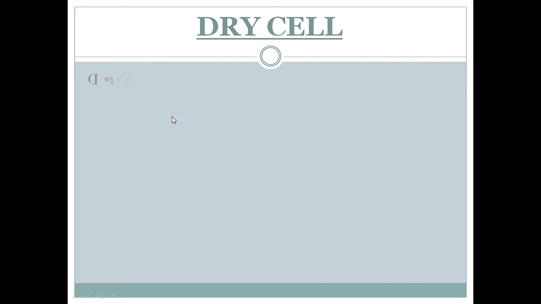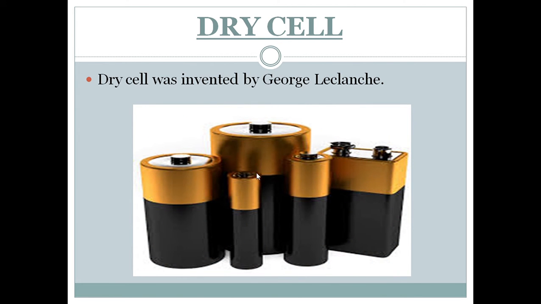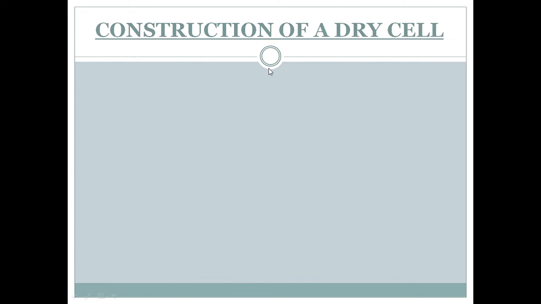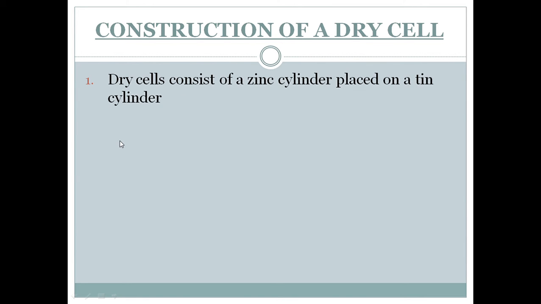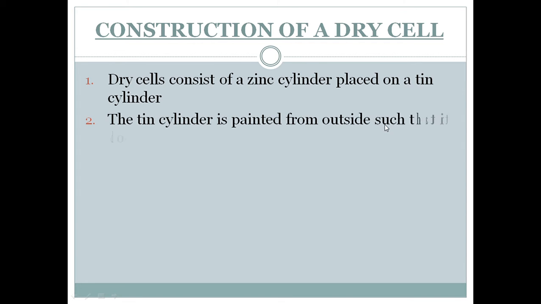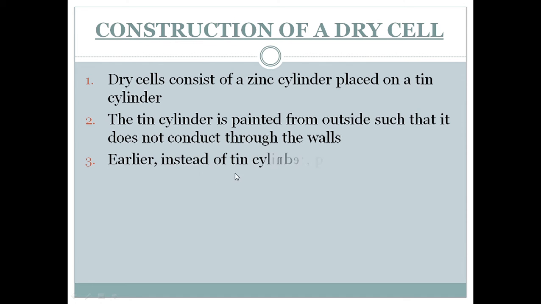Dry cell. Dry cell was invented by George Leclanché. This is an image showing dry cells. Construction of a dry cell. Dry cells consist of a zinc cylinder placed on a tin cylinder. The tin cylinder is painted from outside such that it does not conduct through the walls. Earlier, instead of tin cylinder, porous cardboard was used.